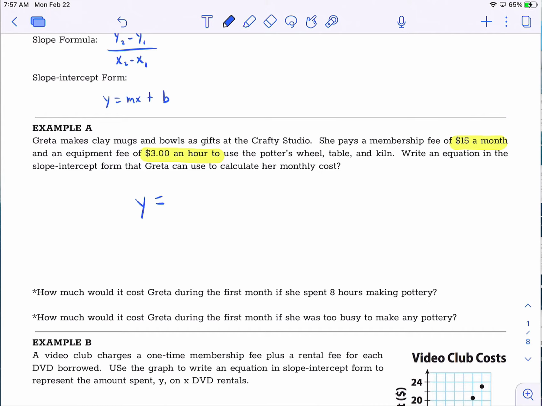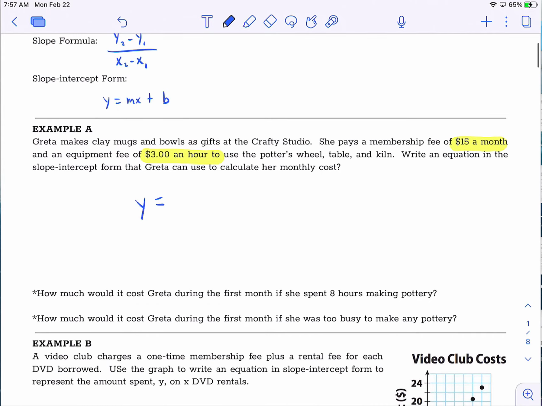But the key thing to remember is it says in the question, she needs to calculate her monthly cost, or in other words, how much does it cost for 1 month? Okay, so if we're talking about just 1 month, she pays that membership fee of $15 one time, right? For that month, she pays it just one time. So our starting value, or our y-intercept, would be 15.